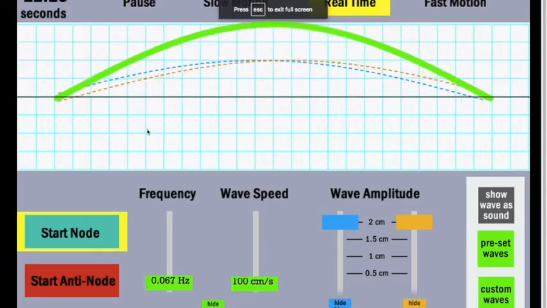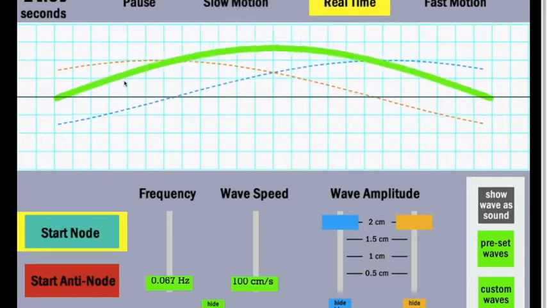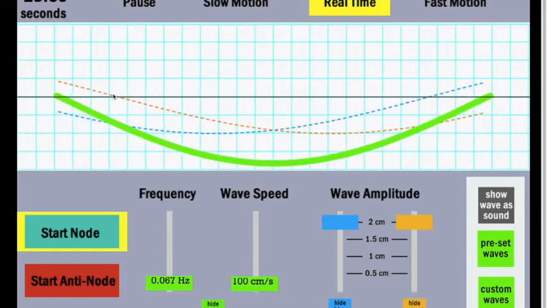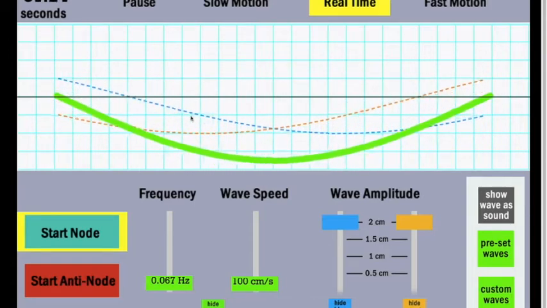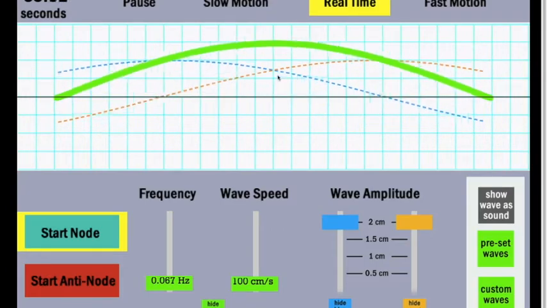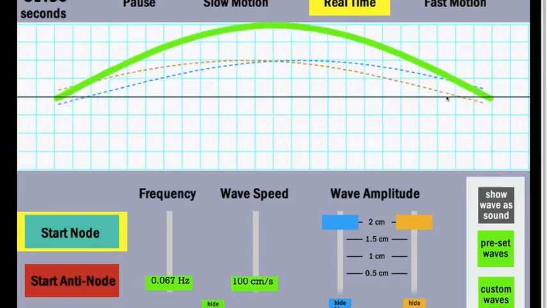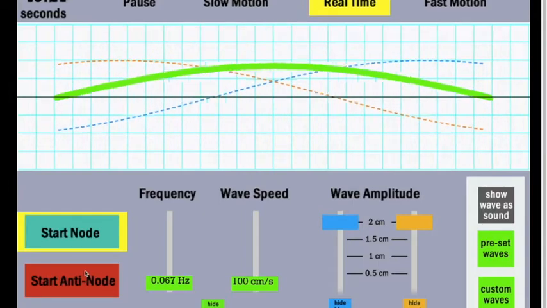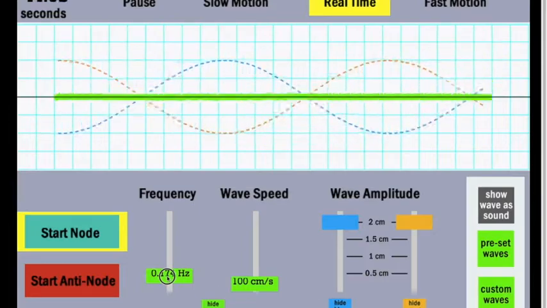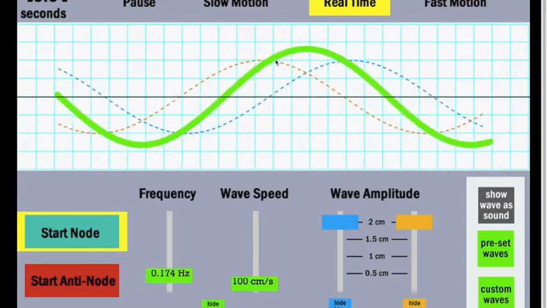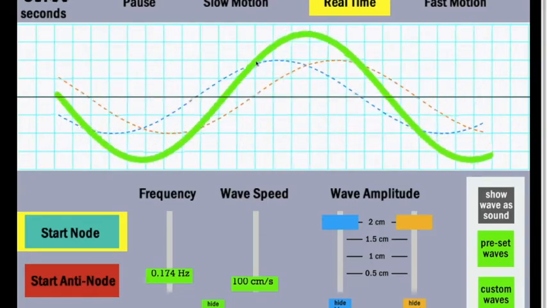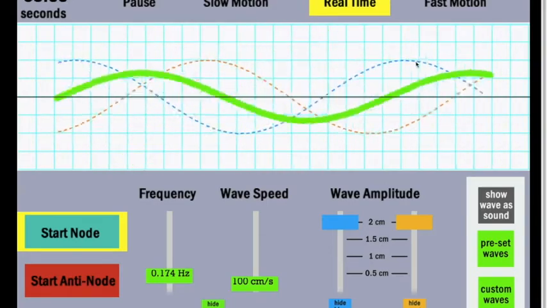Okay, so we can see more clearly here an animation of how a stationary wave is formed. We've got our two waves that are traveling in opposite directions. Let's have a look. This blue one is going along this way, and the orange one is traveling in that direction. What happens if we increase the frequency? We can see that this wave is traveling nicely along, and this wave is traveling nicely along here.